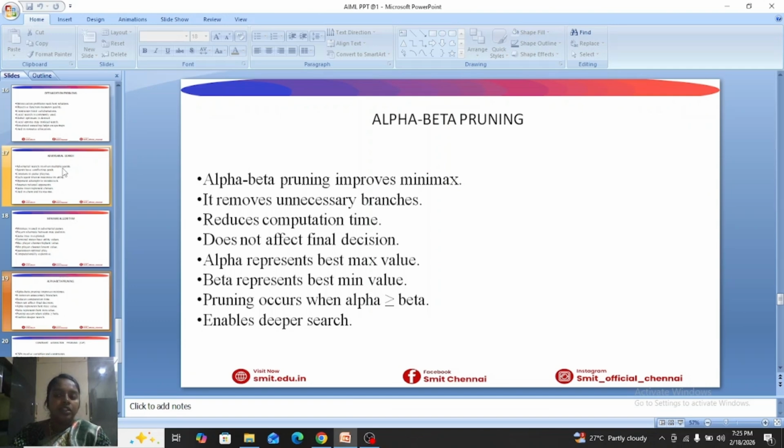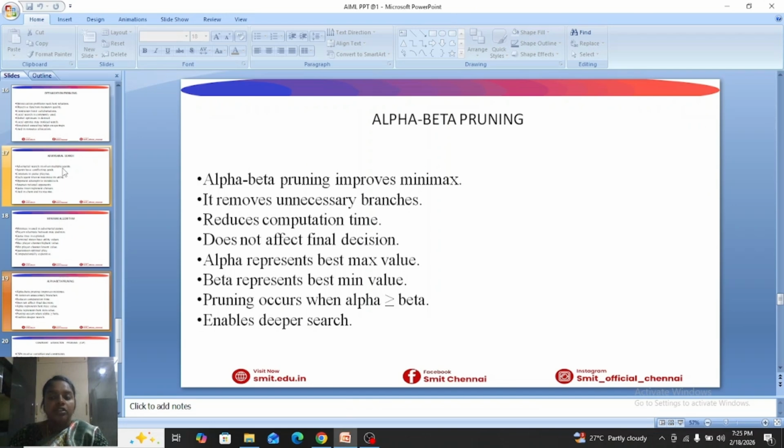Alpha beta pruning is an optimization technique used for the minimax algorithm, used in game playing like chess, checkers, tic-tac-toe games and all. It reduces the number of nodes evaluated in the game tree without changing the final decision.